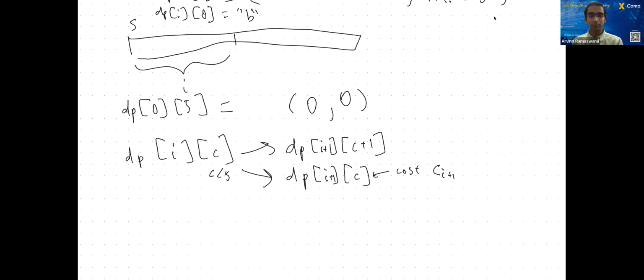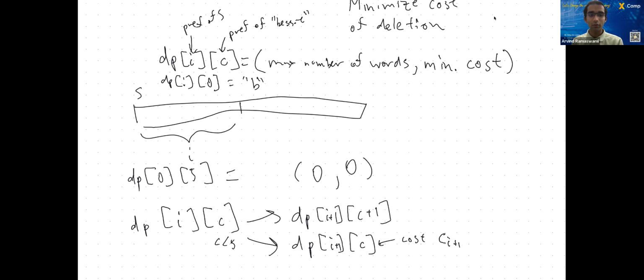And one other remark. So the DP, I'm defining it to be a pair. So you want to maximize the number of words. And if there are two states which have an equal maximum number of words, then I want to tie break and prioritize the one with smaller cost. But that's just a clarification of what this DP is.